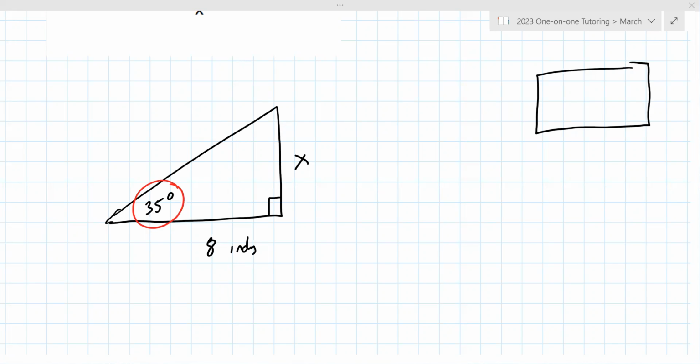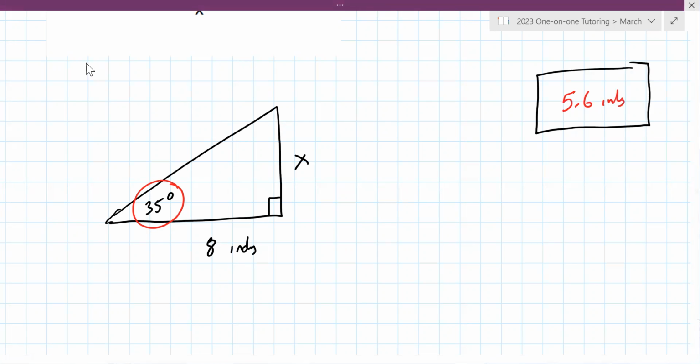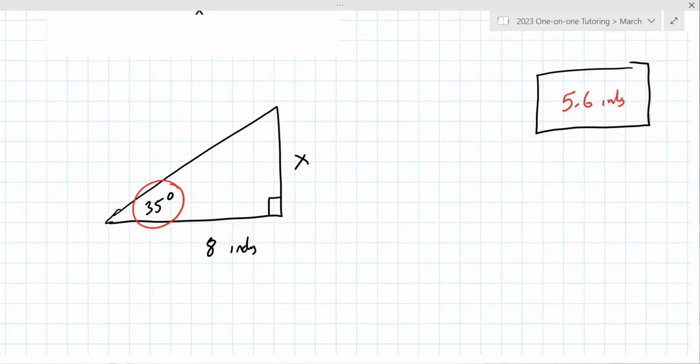It would be 5.6 inches. Yes, very good. Excellent. Okay, now we got to do some slightly more difficult problems. That's the way math goes. As soon as you got it down, you get one that's more difficult. But you can definitely do it here.